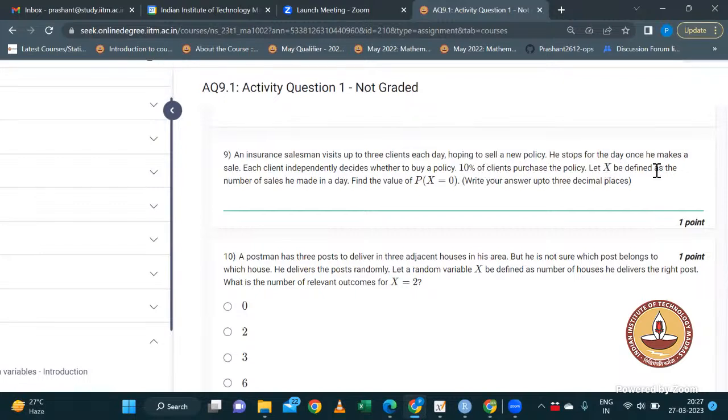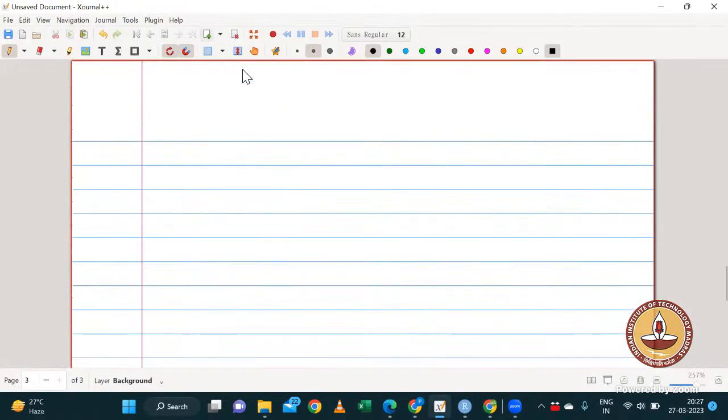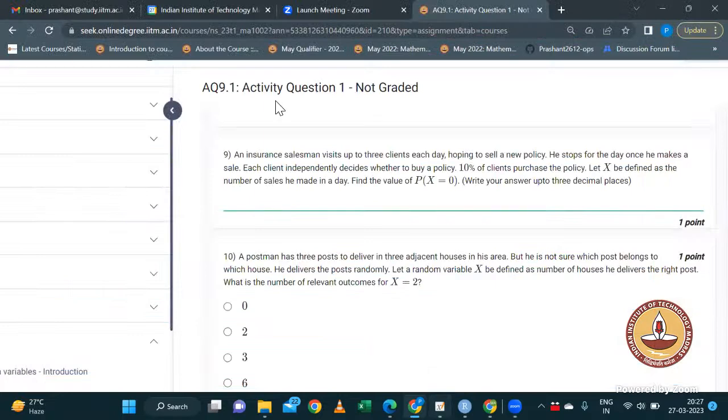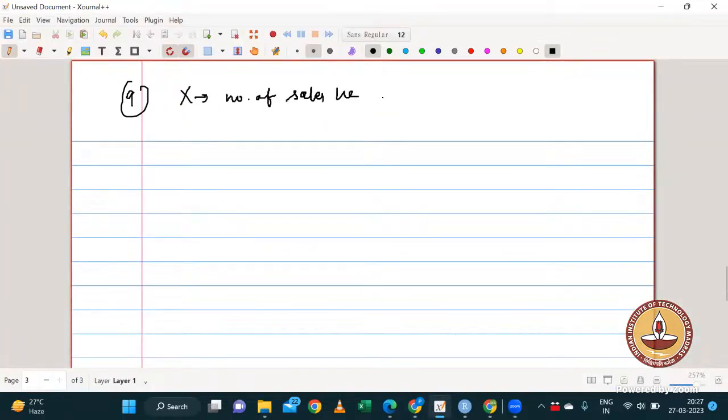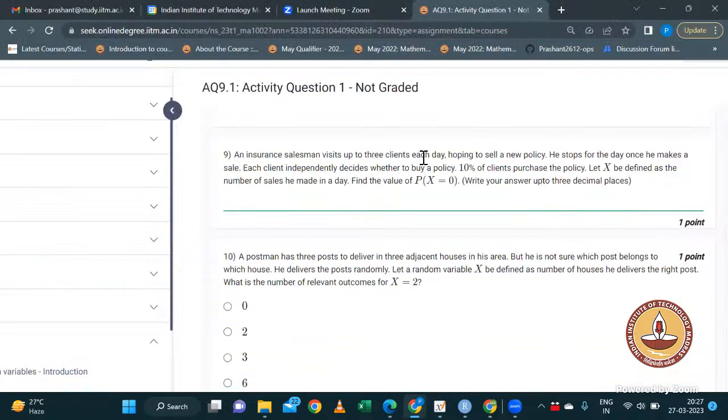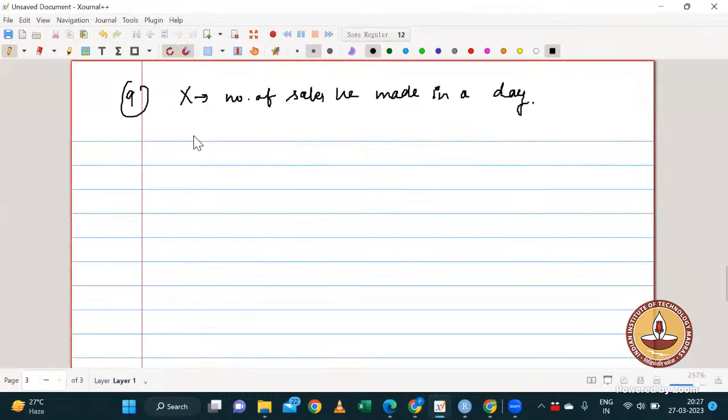So I'm defining random variable x as the number of sales he made in a day. Correct? So the question is to find the value of x equal to 0. What does x represent? Let's write down all the things. Number of sales he made in a day, right? Yes, sir. What things are given in my question? He visits 3 clients each day. Correct?